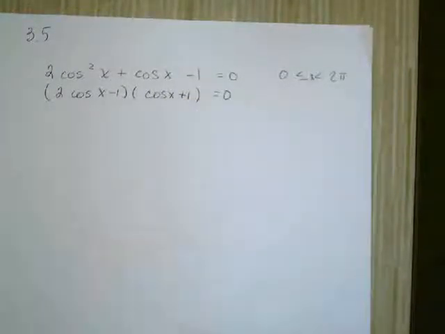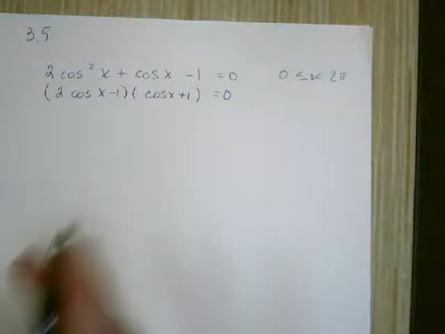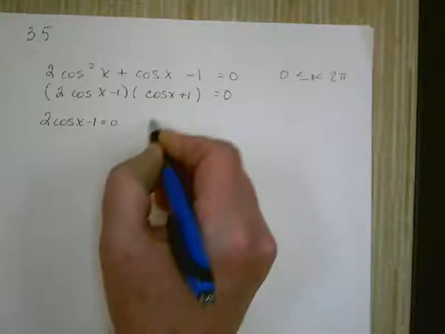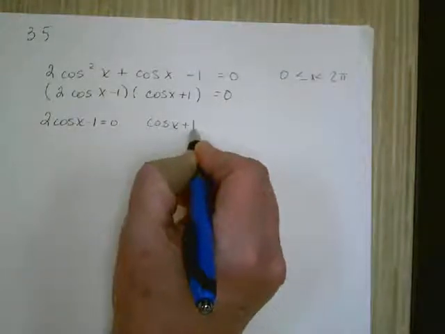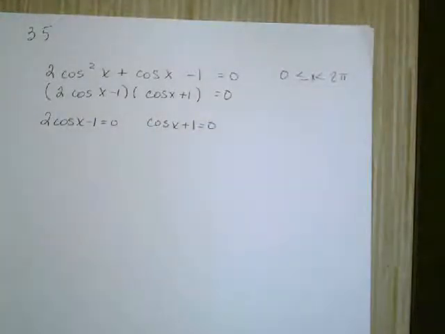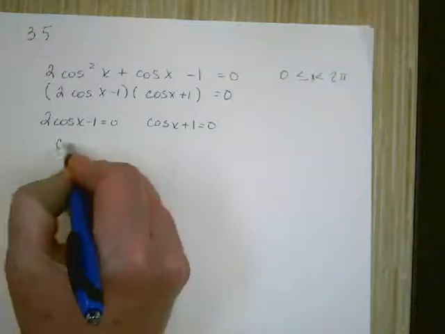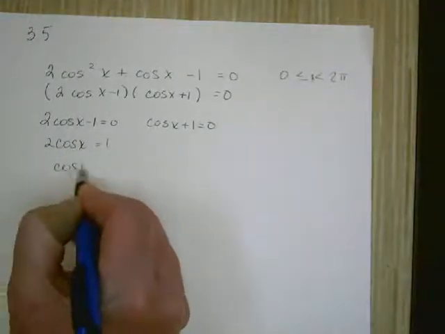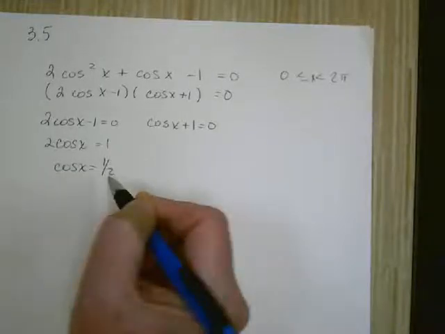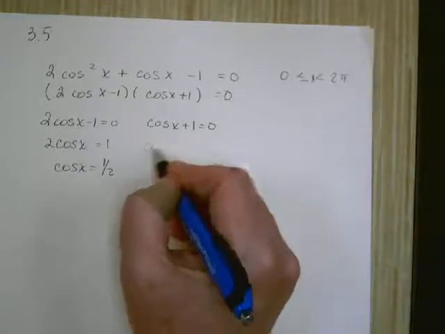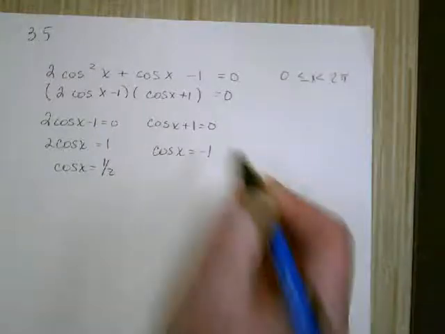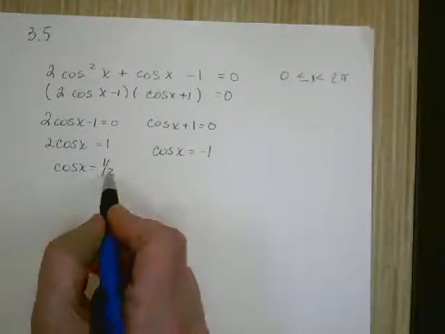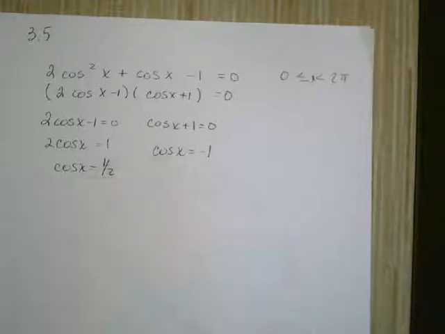You're going to treat it just like you would anything else. You're going to set each of those equal to 0. 2 cosine x minus 1 equals 0. Cosine x plus 1 equals 0. So we solve here, and we get cosine x is equal to 1 divided by 2. Cosine x is equal to 1/2. And here we're going to have cosine x equals negative 1. The cosine is positive in quadrants 1 and 4.